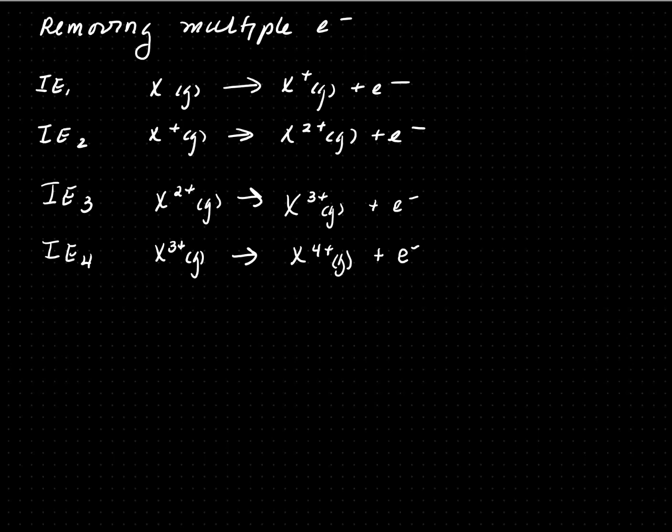What's going to happen is as we remove more and more electrons, it's just going to have a greater ionization energy because the number of protons remains the same. However, there are less and less electrons. Protons are going to attract the electrons even more.